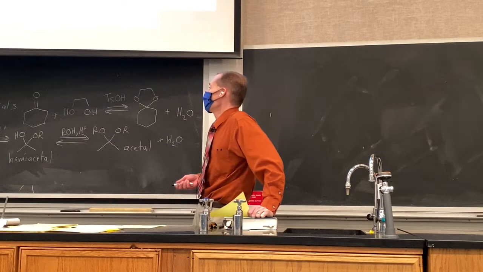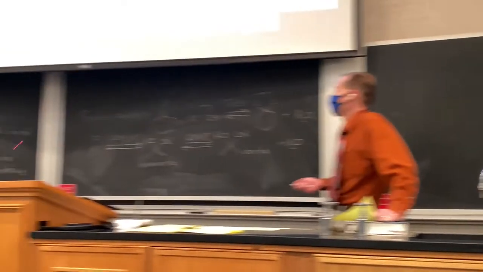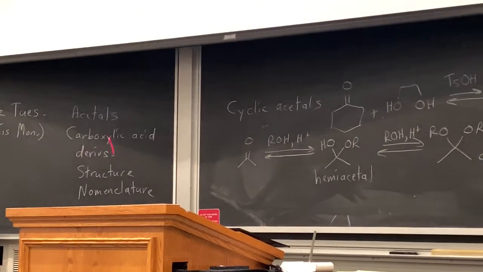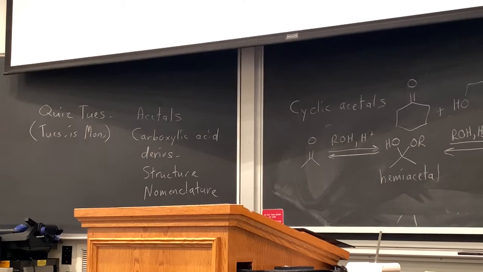So today we're going to finish chapter 21, talking about acetals and related compounds. Then we'll go into chapter 22, carboxylic acid derivatives, starting off with our introductory material on structure and nomenclature.